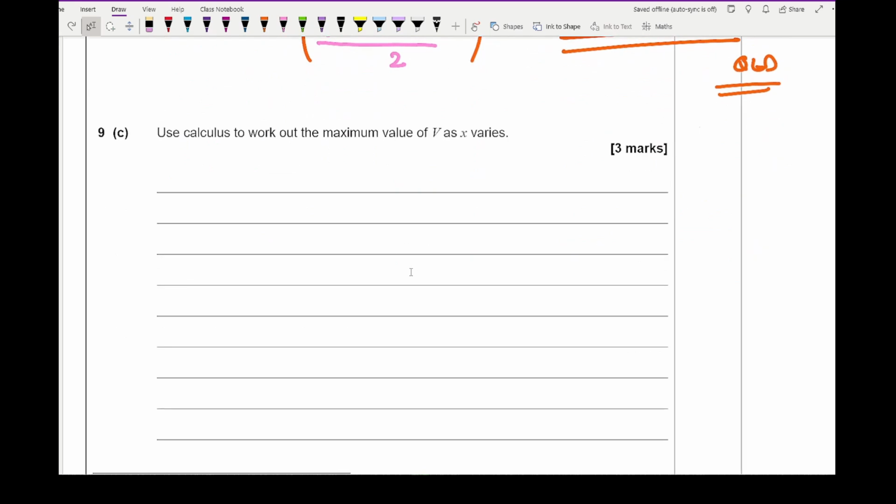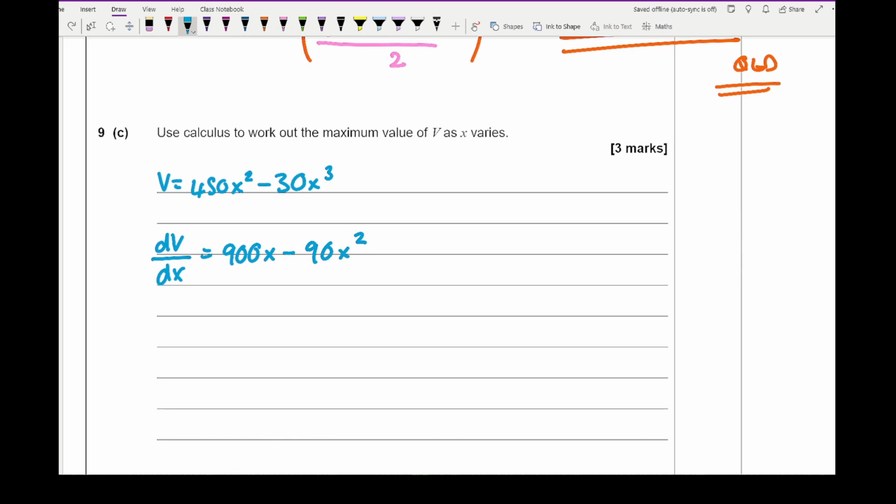Moving on to question 9c, it says use calculus to work out the maximum value of v as x varies. So for this, what we need to do is first of all find dv over dx. So we know that v equals 450x squared minus 30x cubed. So if I then work out dv over dx, that's going to be 900x minus 90x squared.